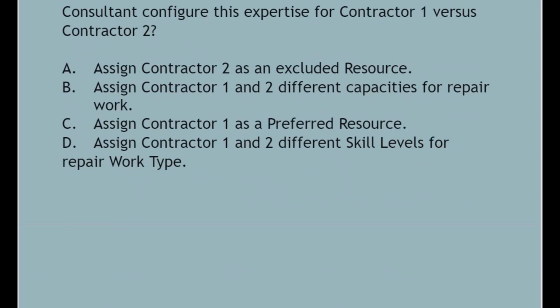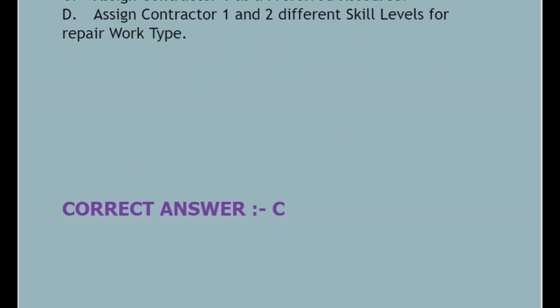Option A. Assign Contractor 2 as an excluded resource. Option B. Assign Contractor 1 and 2 different capacities for repair work. Option C. Assign Contractor 1 as a preferred resource. Option D. Assign Contractor 1 and 2 different skill levels for repair work type. Correct answer is option C.